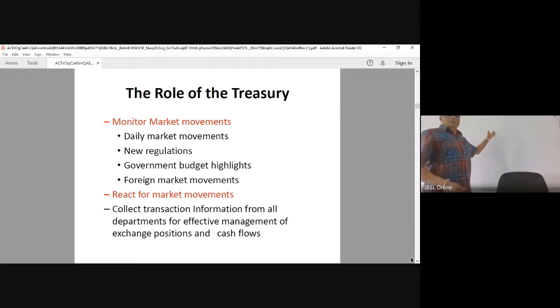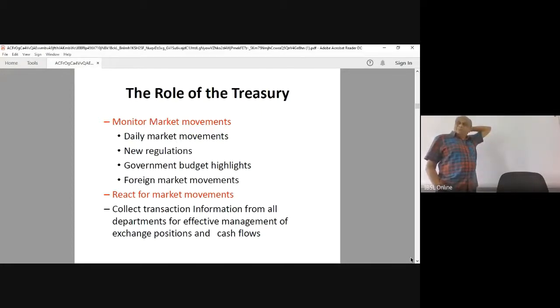Right. Role of the treasury. One of their obligations is to monitor the market movements. Right? The daily market movements, whether it's going up or down, right? And new regulations, if there are any new regulations, immediately they have to inform the respective departments. Government budget highlights.